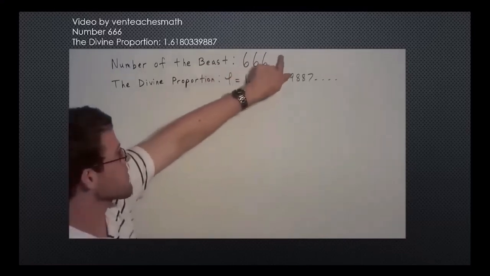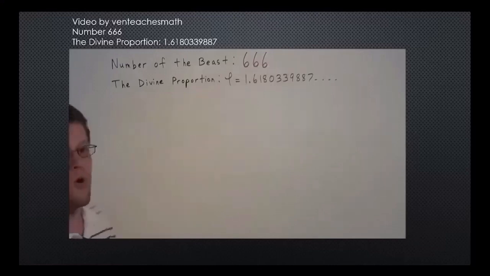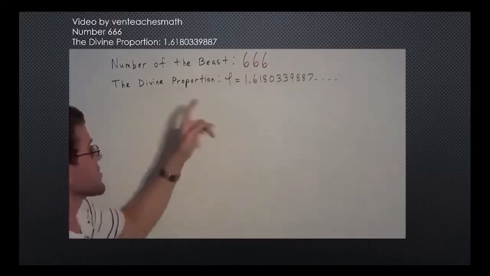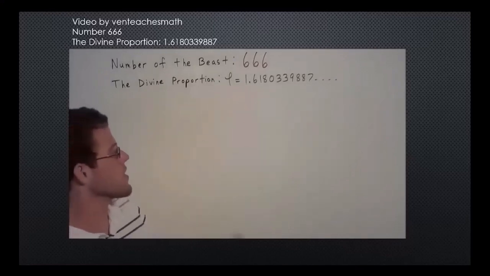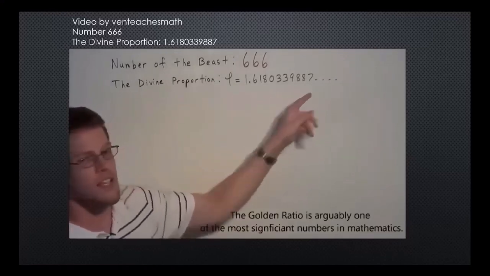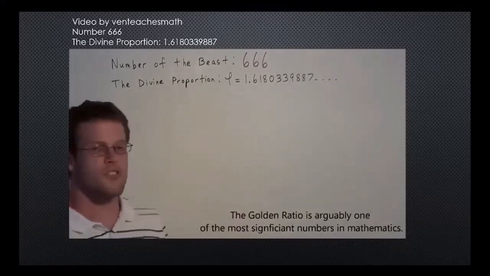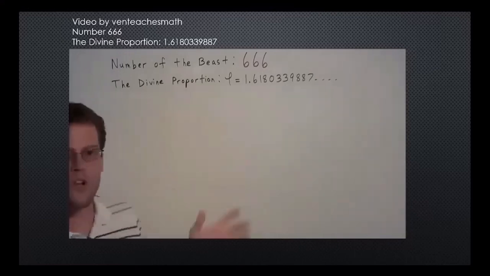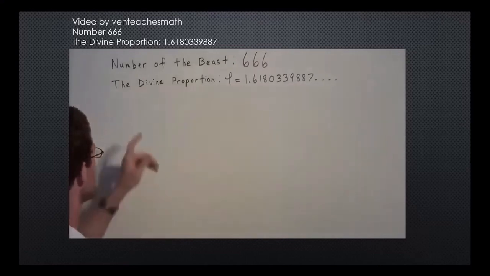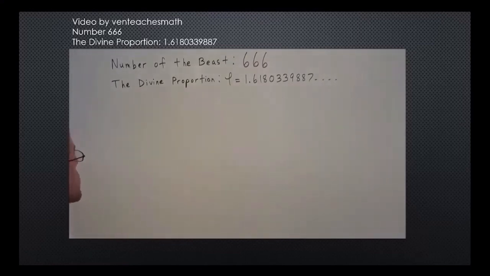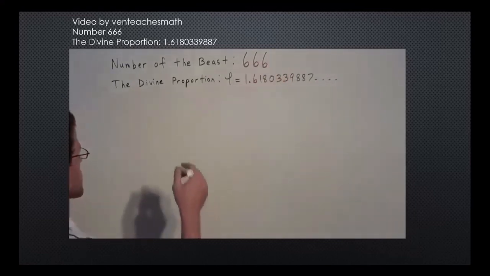Now, to analyze the mathematical significance of this number, I want to consider the divine proportion, also known as the golden ratio. And this number we denote by the Greek letter phi equals 1.6180339887. In other videos, I do explore this number in greater detail, but just know that it's a number that pops up all around the universe, and it's one of the most mathematically significant numbers that we have. And its nickname is the divine proportion. So let's see how we could explore this number 666.